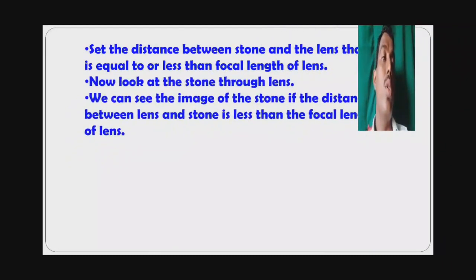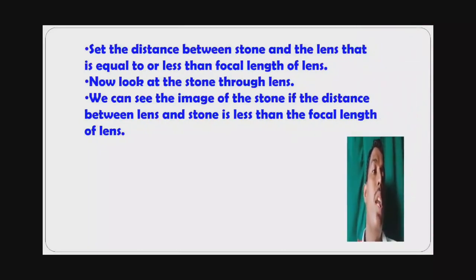Now look at the stone through the lens. We can see the virtual image of the stone. We can see the virtual image of the stone if the distance between the lens and the stone is less than the focal length of the lens.